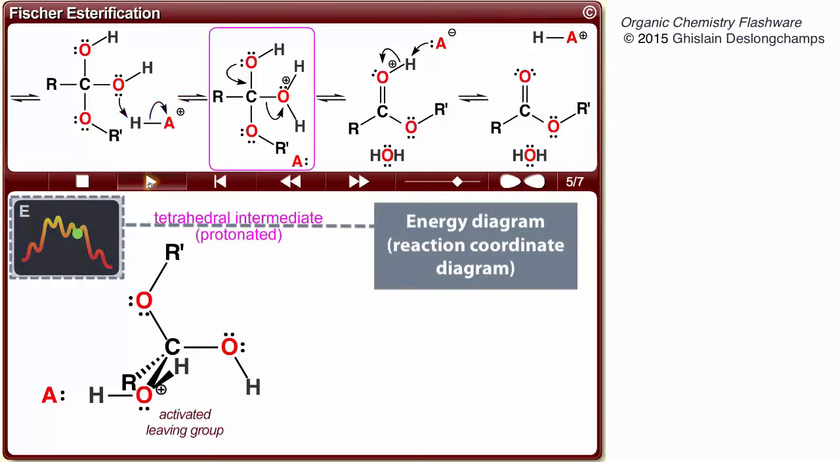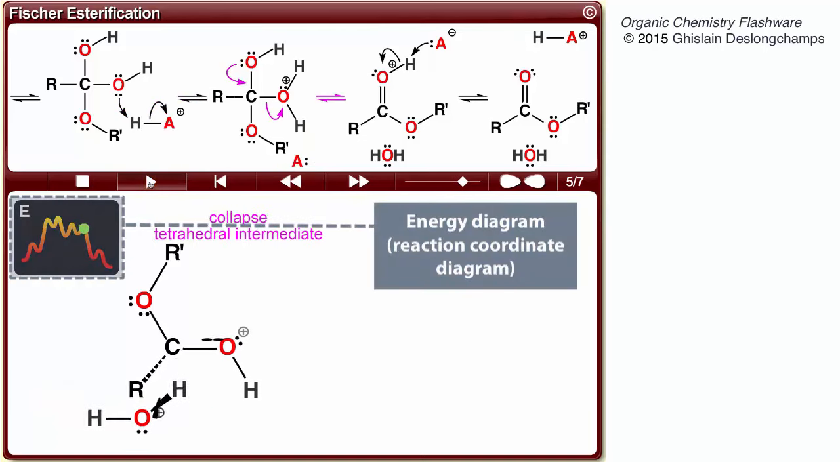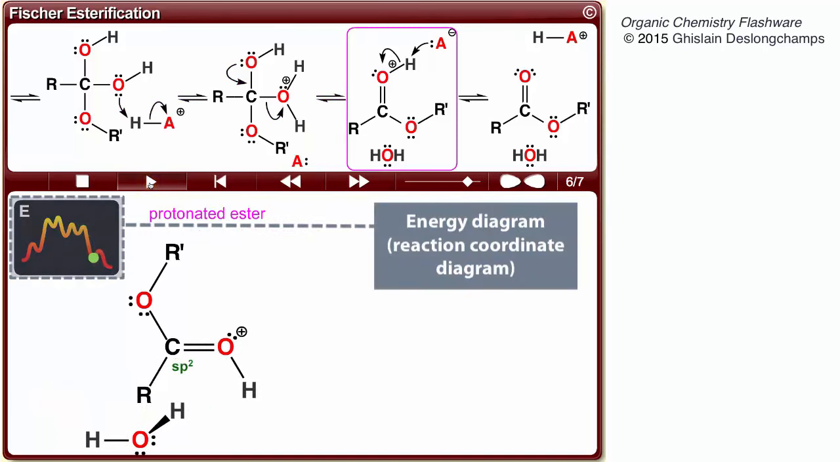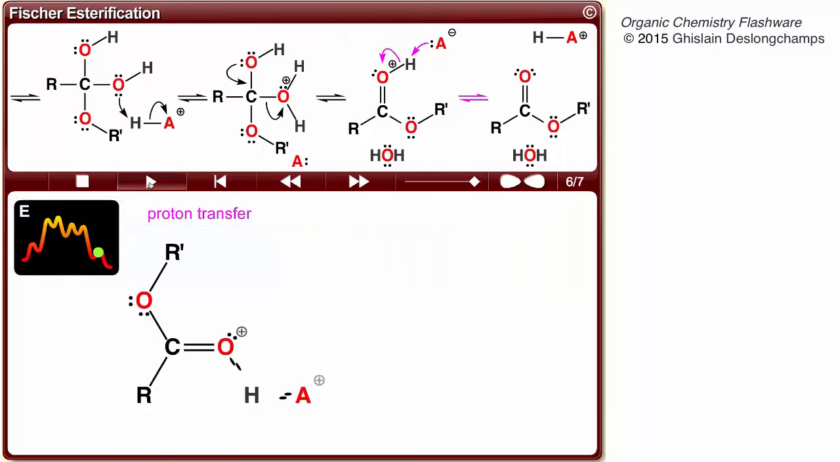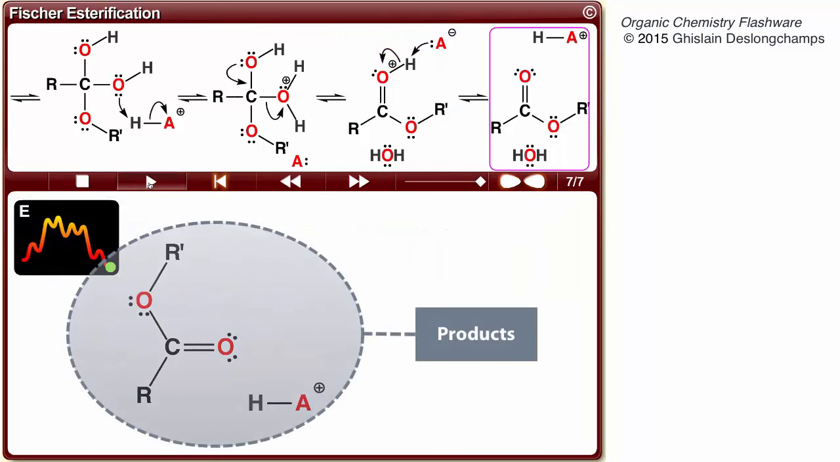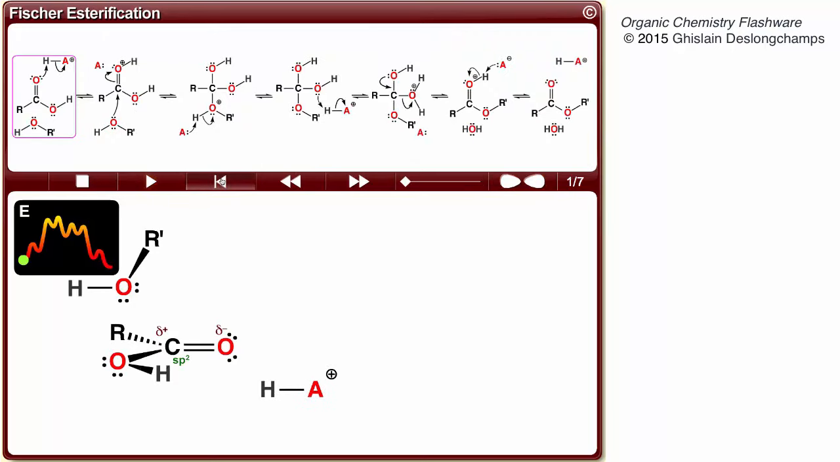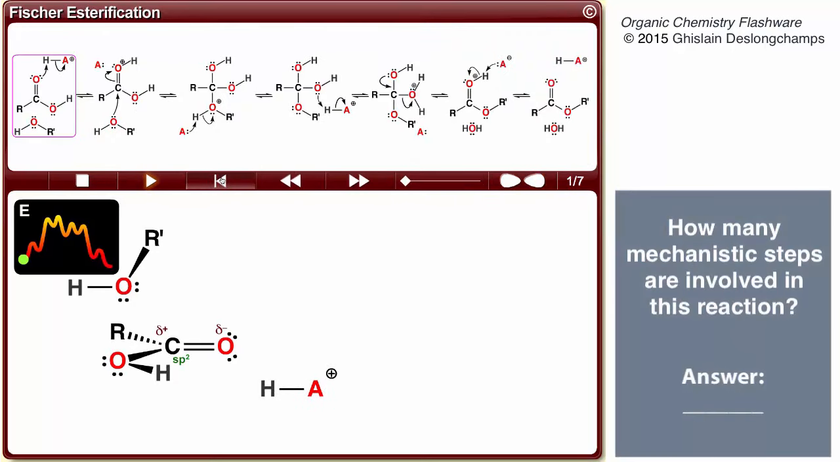The energy diagram, or reaction coordinate diagram, shows that a certain activation energy is required for each step. Reactions can be endothermic or exothermic overall. How many mechanistic steps are involved in this reaction? 6 mechanistic steps are involved.